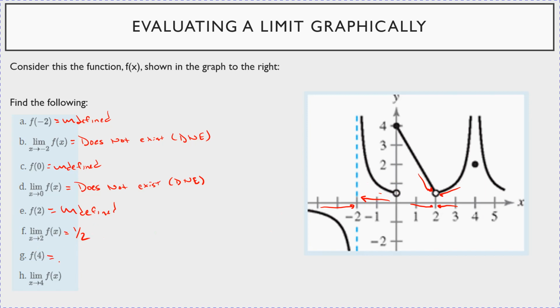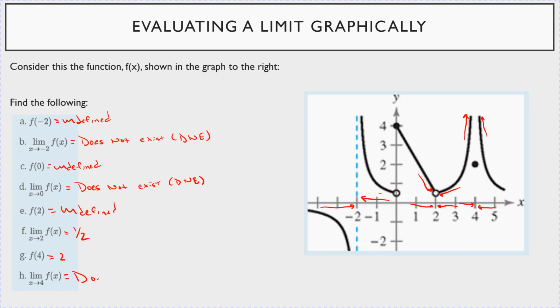Now look here. f of 4, you go to 4. Looks like this is just 2. And now this is interesting. Limit as x goes to 4 of f of x. So look what's happening here. As x goes to 4 from below, it looks like the graph is shooting up towards positive infinity. As x goes to 4 from above, it looks like the same thing. It's shooting up towards infinity. So there's a common mistake here to say, oh, well, it looks like they're both going to infinity, so this is equal to infinity.